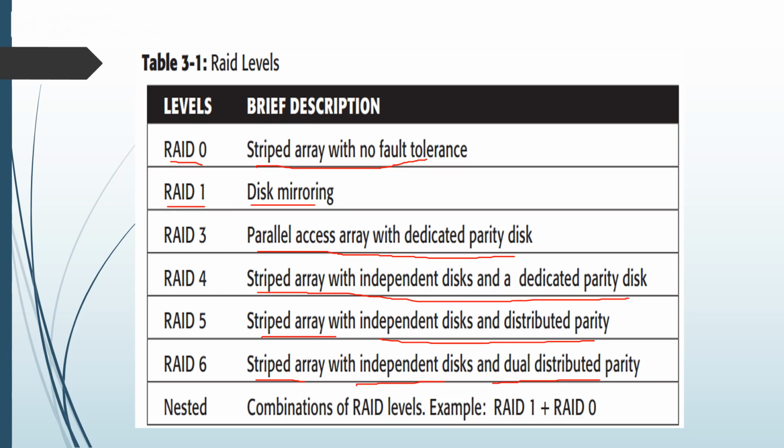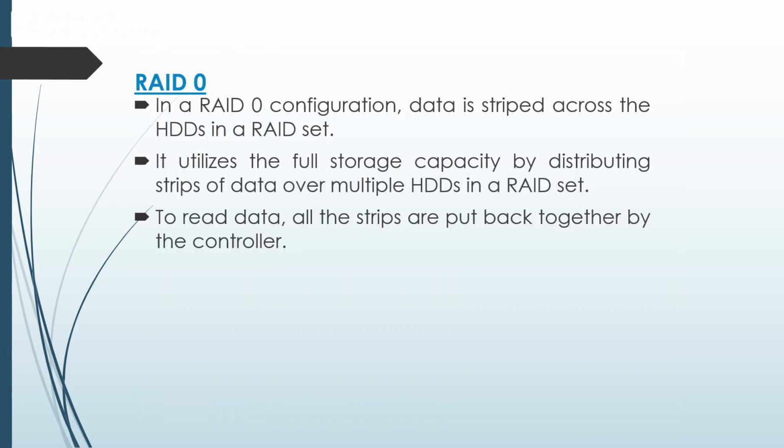The last one is nested, that means the combination of RAID 0 as well as RAID 1. So first we'll take RAID 0. In the case of RAID 0, the data is striped across the HDDs in a RAID set.